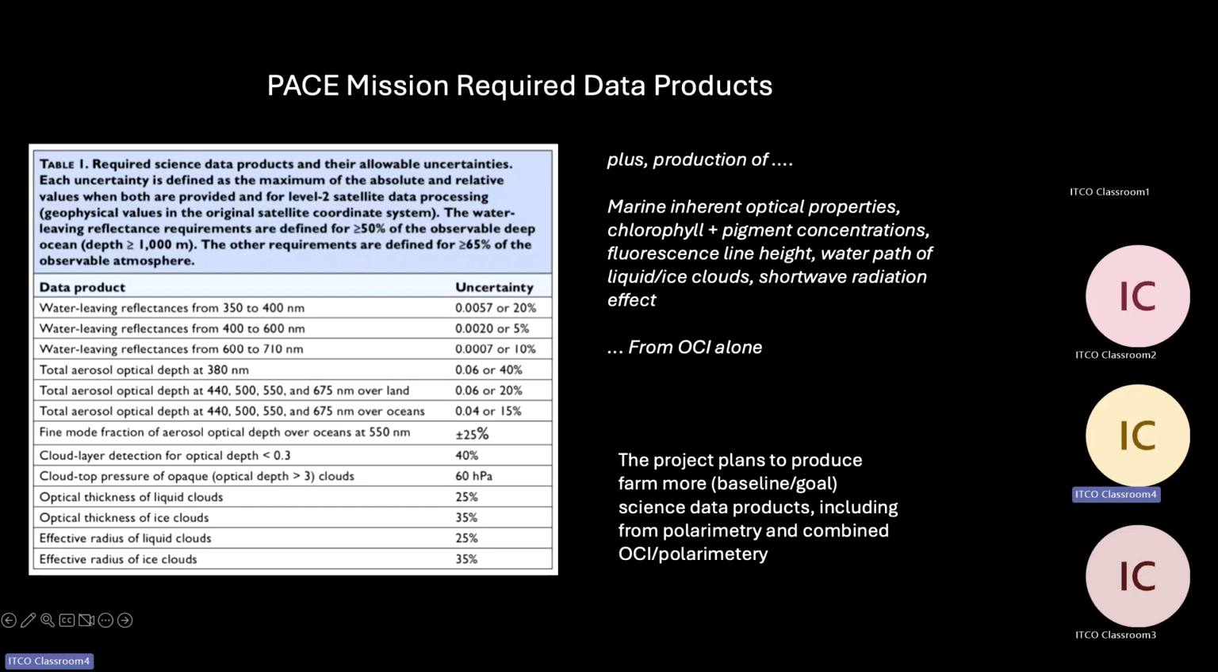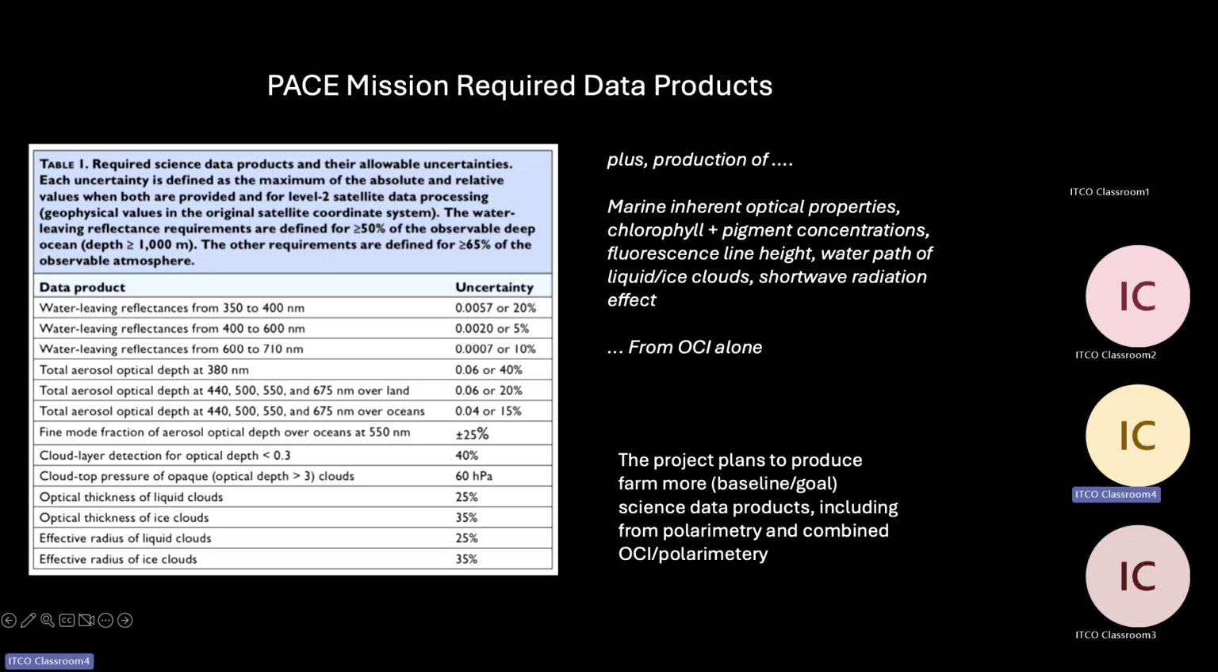There were a number of requirements for the mission when it was formulated. The formulation of PACE dates back probably about 15 years ago. There was one of these decadal surveys that said, with the National Science Foundation, that we should have a hyperspectral sensor, because we can advance the science and do new things.